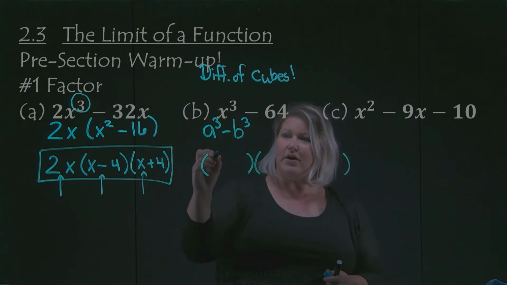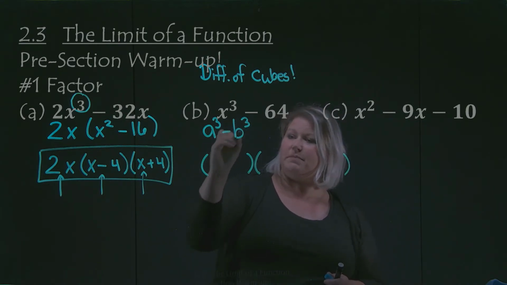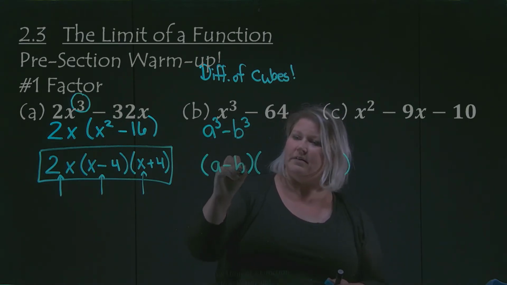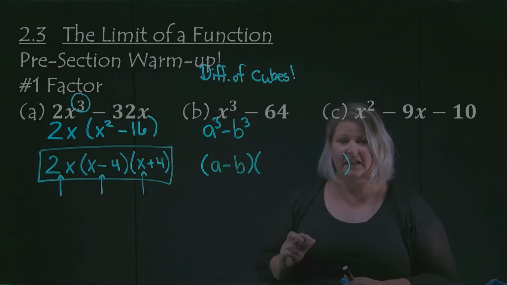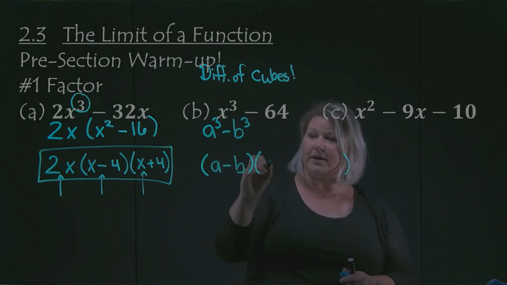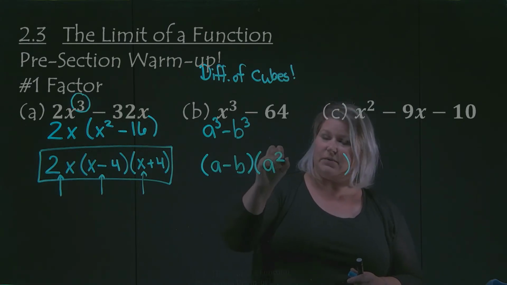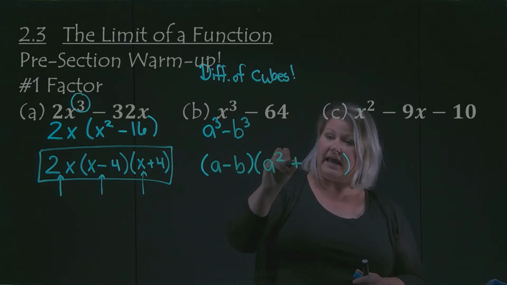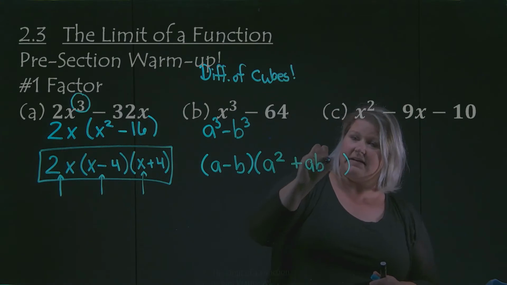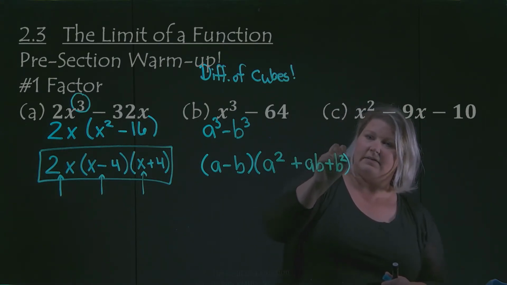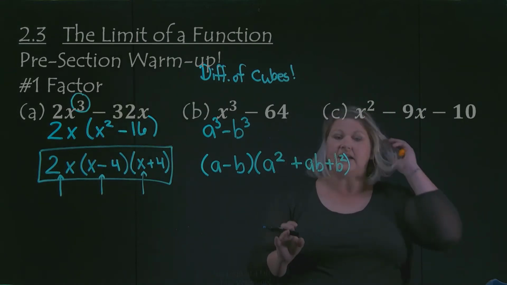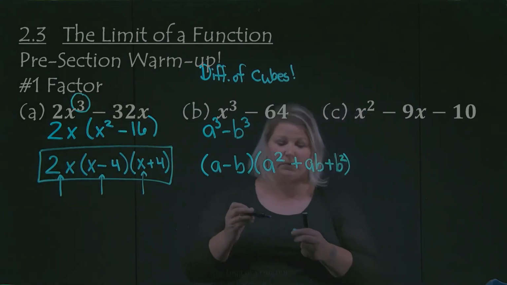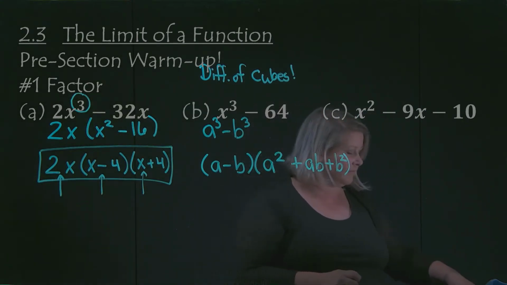So the binomial is this, because it's a cubed minus b cubed, a minus b. Next, my trinomial. It's going to be a squared plus ab plus, squeeze it in there, b squared. This is how a difference of cubes will always factor.